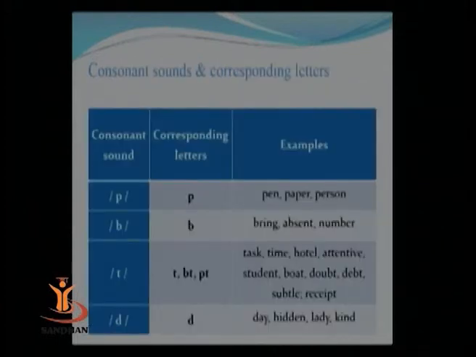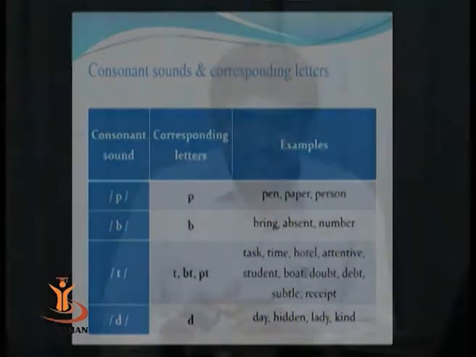Now consonant sounds and corresponding letters. So p, b, t. The t sound is produced by t, tt, bt, or pt. Use the examples: task, attentive, boat, doubt. The last one is bt. That bt is pronounced as t. Receipt, that pt is pronounced as t. The d sound: d represents the sound. Day, hidden, lady, kind.